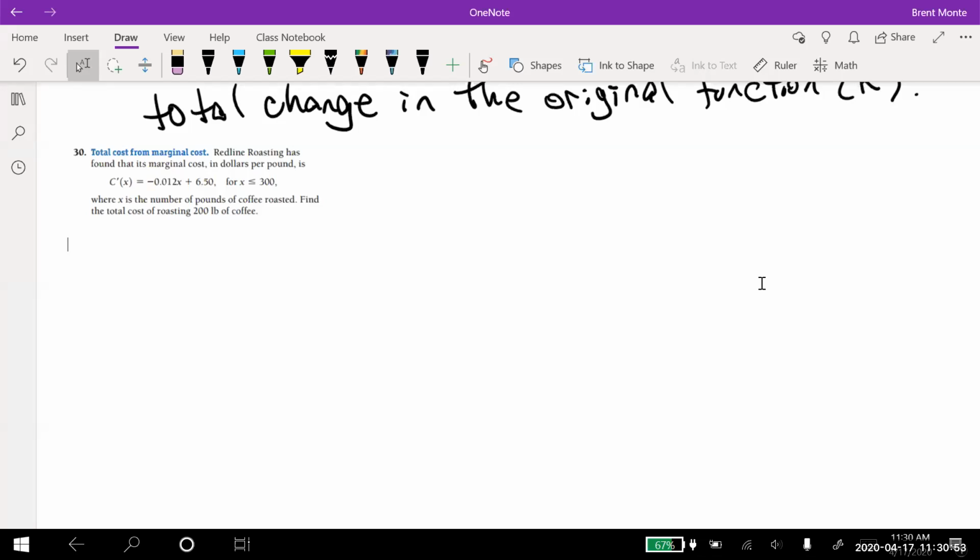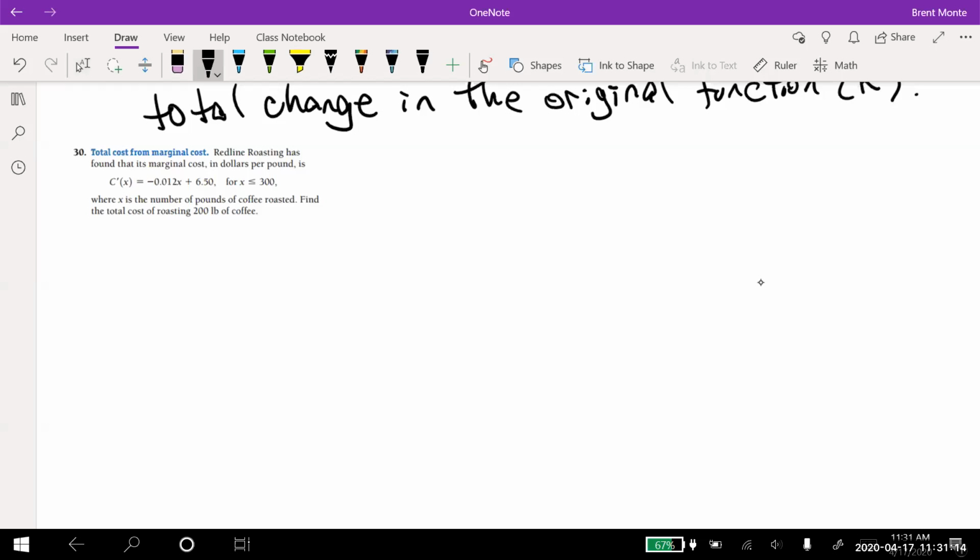So we will learn in later sections how we go backwards from marginal cost to total cost. I'll even give you some notation for it. We've actually seen it, we just haven't been explicitly told that's what it is yet. But here's what we're going to do: we're going to draw the picture and find the area under the curve.